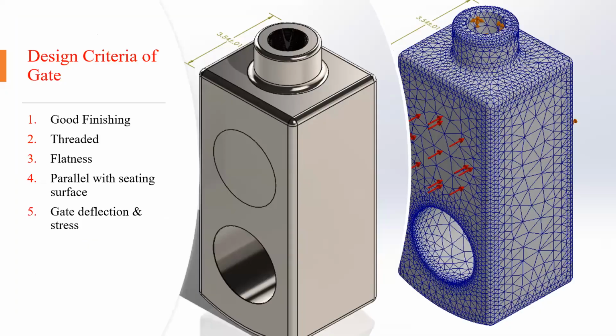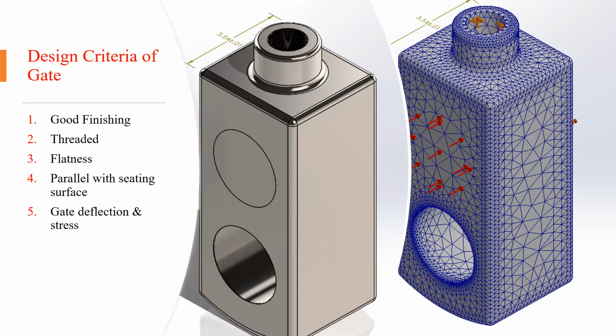In these slides, I'm going to talk about the design criteria of a gate. We know the gate is the third main part of the gate valve. The design criteria of a gate include good finishing, and the surface of the gate must be smooth, must be flat, and must be parallel with the seating surface. Why must it be parallel with the seating surface?